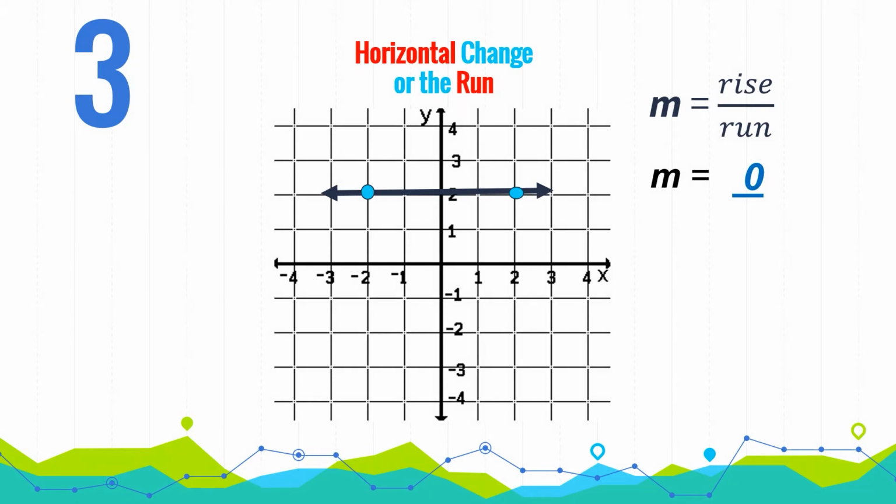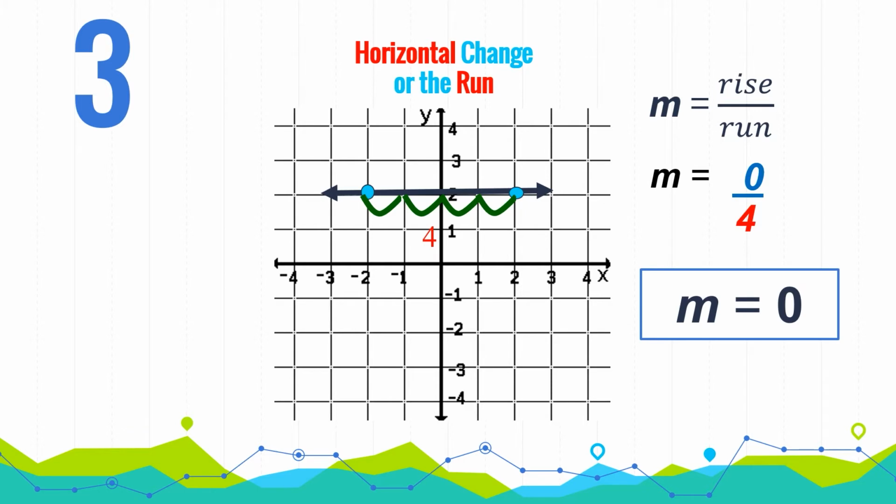How about the horizontal change or the run? We have to count from one point to another. So we have 1, 2, 3, 4. The movement of our counting is from left to right, and that is equal to 4. Therefore, the value of run is 4. So 0 divided by 4 is equal to 0. Slope now is equal to 0.